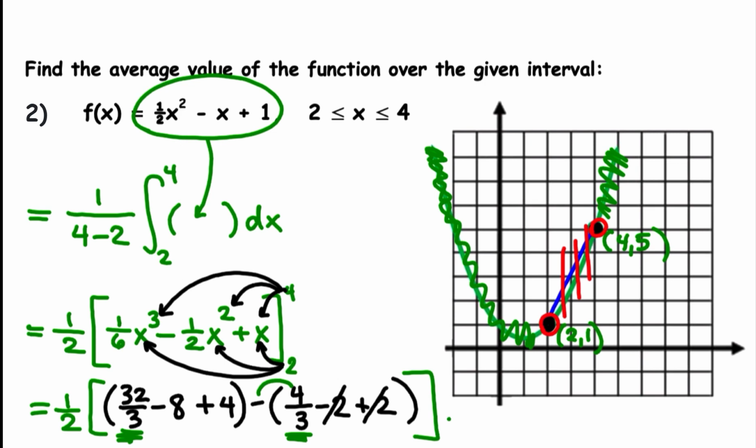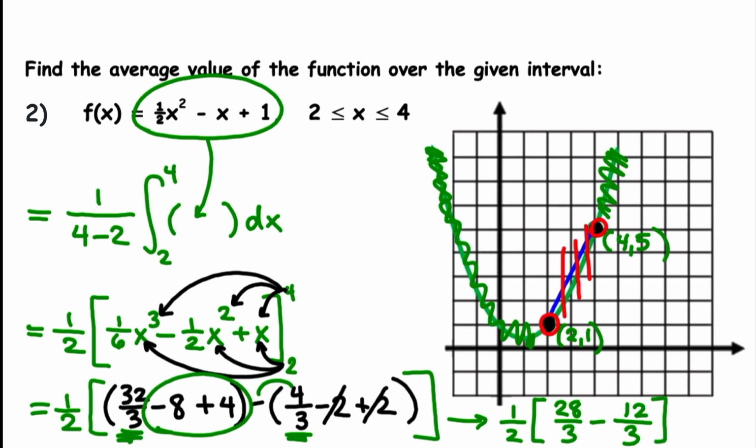Let's go over here. There's a 1/2 in front. There's a 28 thirds. And everything else is a little bit more decent. And that's going to be minus 4. Minus 4. Like my 4? 12 thirds, that's 4. 28 thirds minus 12 thirds will be 16 thirds. 16 thirds in the bracket. Half of 16 thirds is 8 thirds.